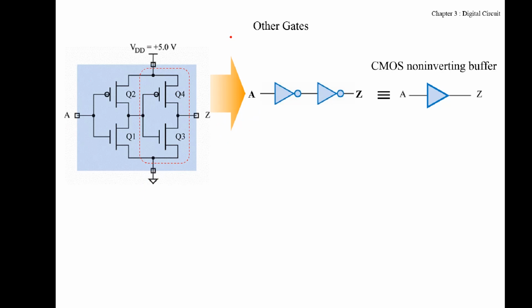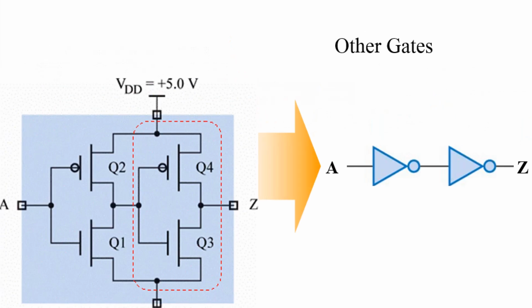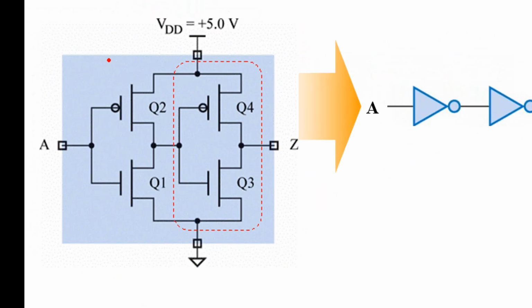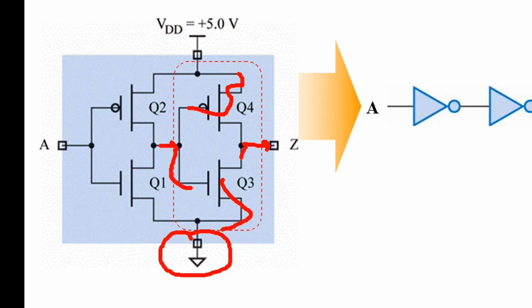You can analyze directly, but if you can remember the pattern, it will help you do the analysis faster. If you remember the pattern of an inverter, input, output, this one connects to ground for the active high element, and the active low element connects to VDD.